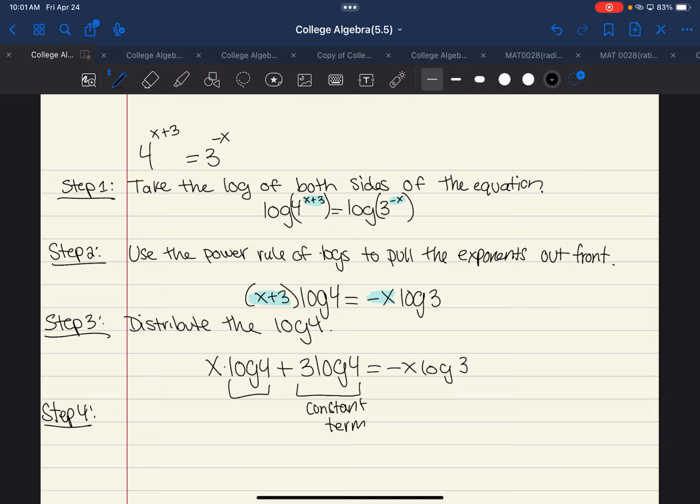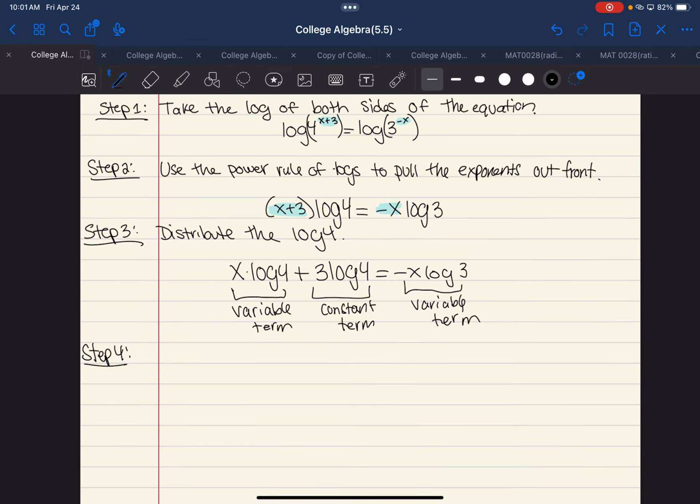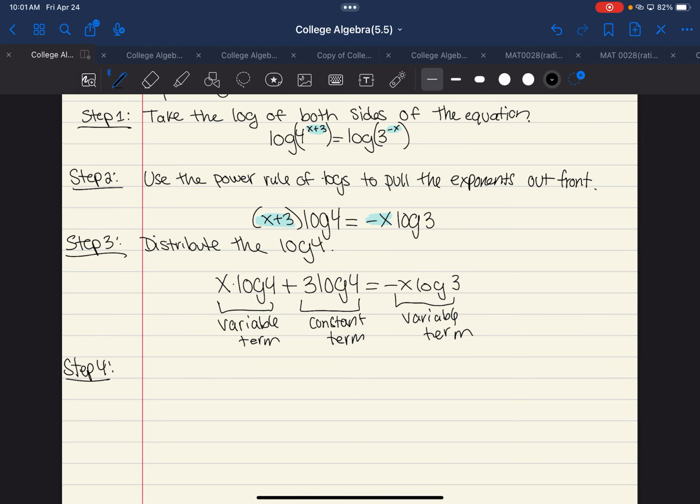Let me rewrite this too. This would be a variable term because it has a variable in it, the x. And this is a variable term because it has an x. So we're going to treat this just like it was a linear equation to solve for x. I have 2 x's here, so I need to get all the variable terms to one side and all the constant terms to the opposite side.